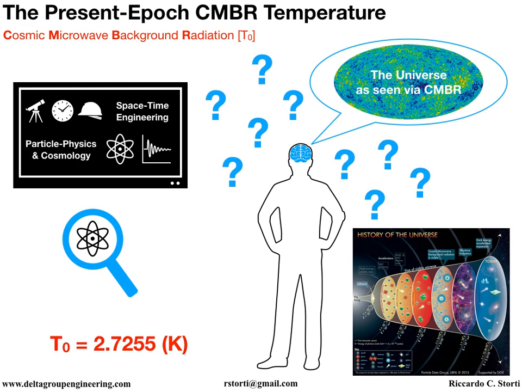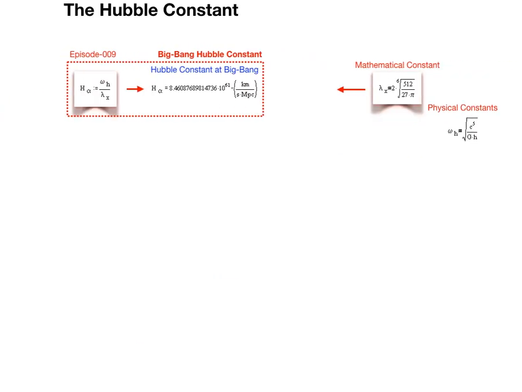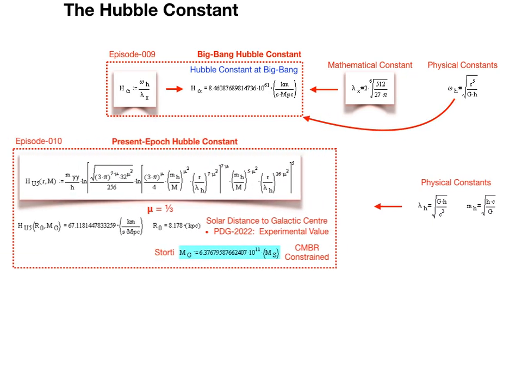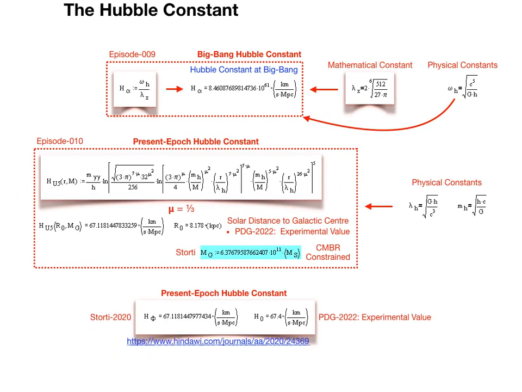So, let's get started. The first step in deriving the cosmic microwave background radiation in terms of the Hubble constant is to derive the Hubble constant. Fortunately, we have already achieved this objective in episodes 9 and 10. In episode 9, we derived the Hubble constant at the instant of the Big Bang, and in episode 10, we derived the Hubble constant for the present epoch.